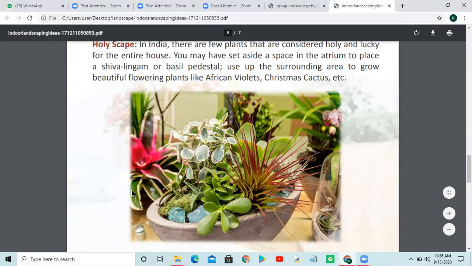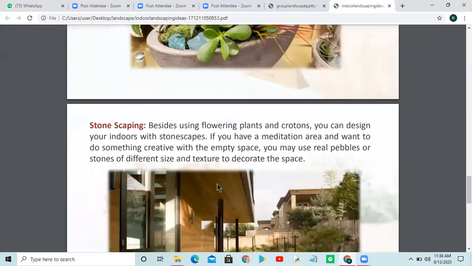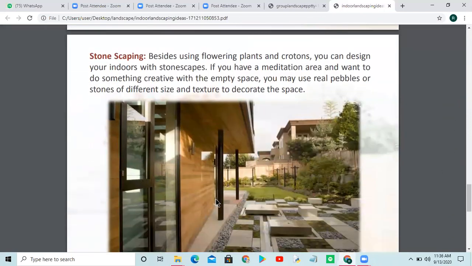Especially in hotels and especially in spa areas, people use all kinds of these plants which add color and also give a very good look. So again, when you talk about, suppose, landscaping, this is an example. I really like this PPT because of this picture only.